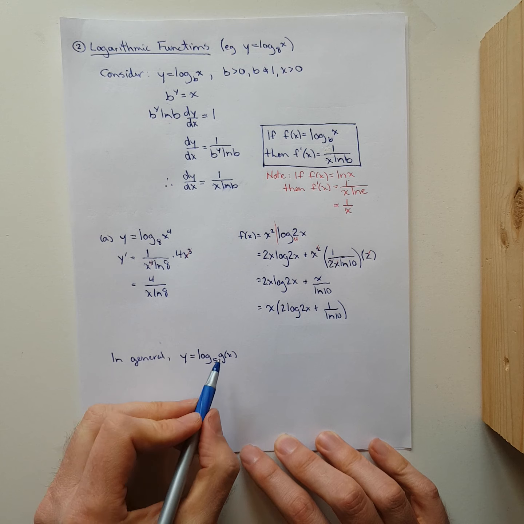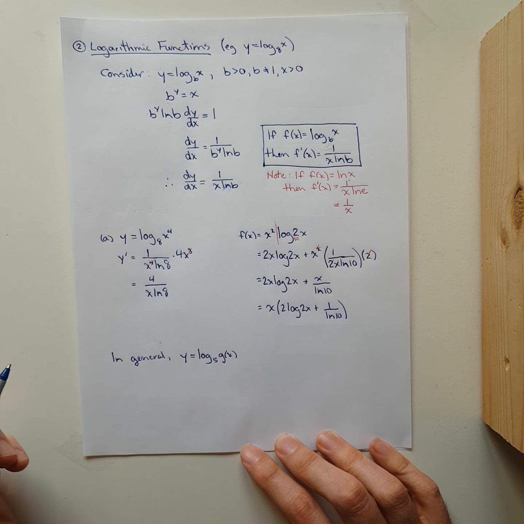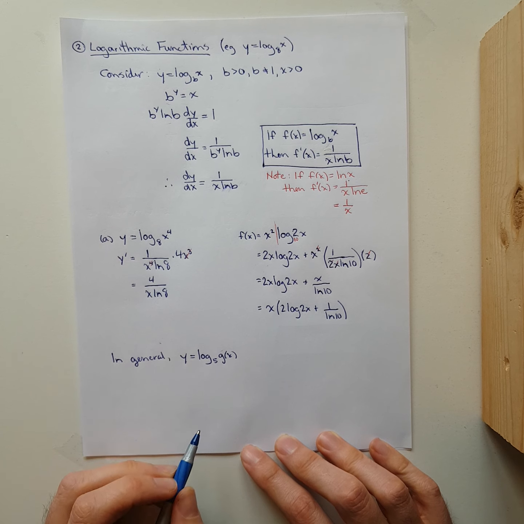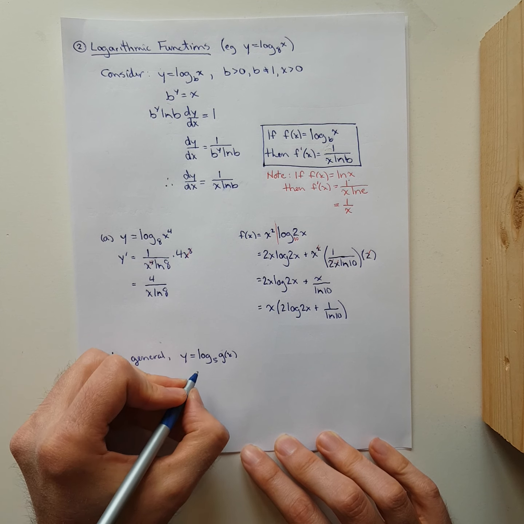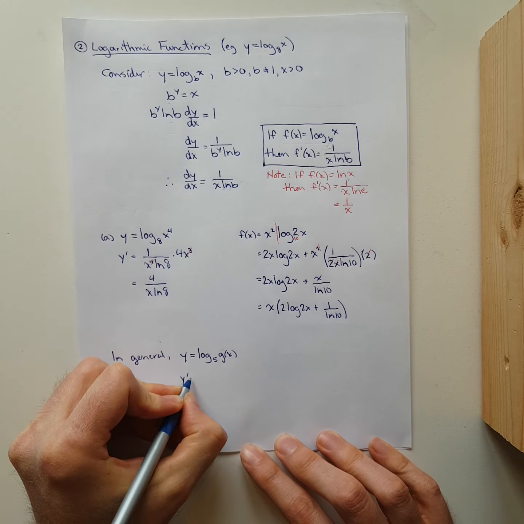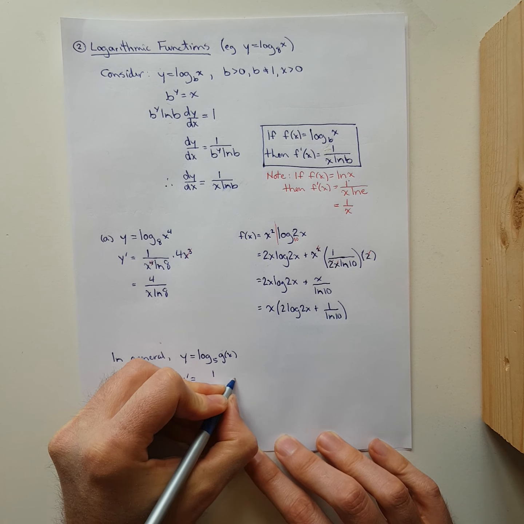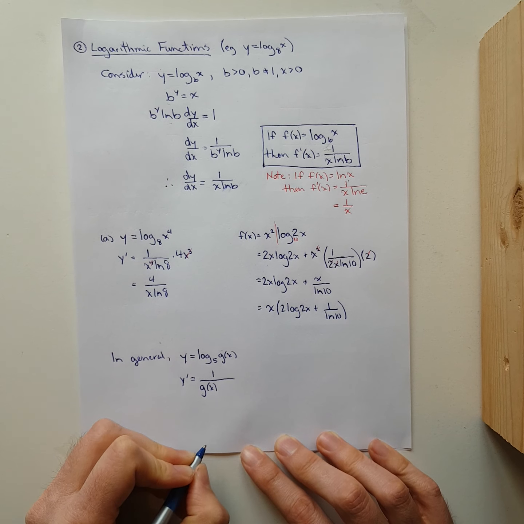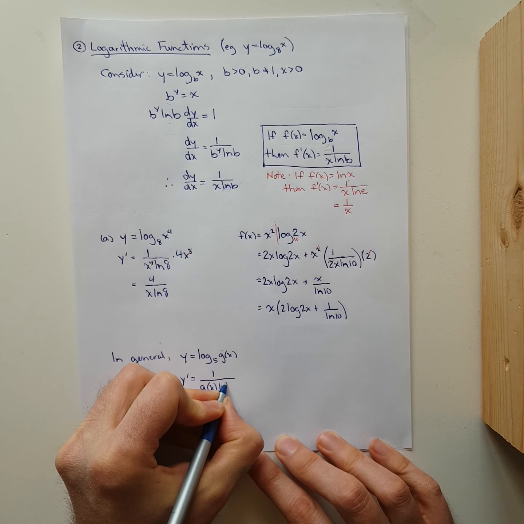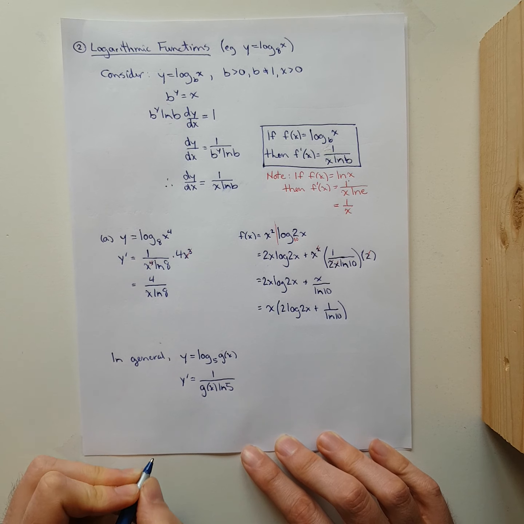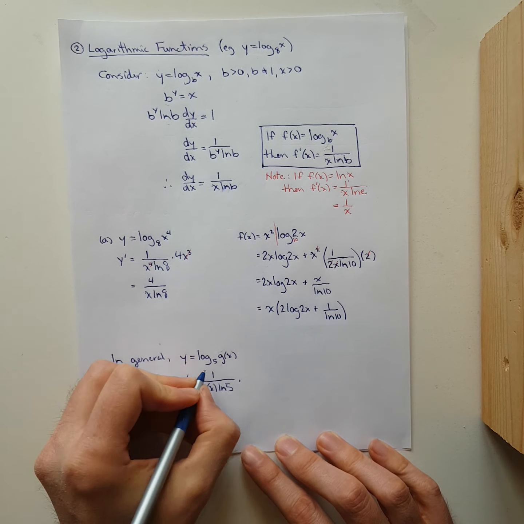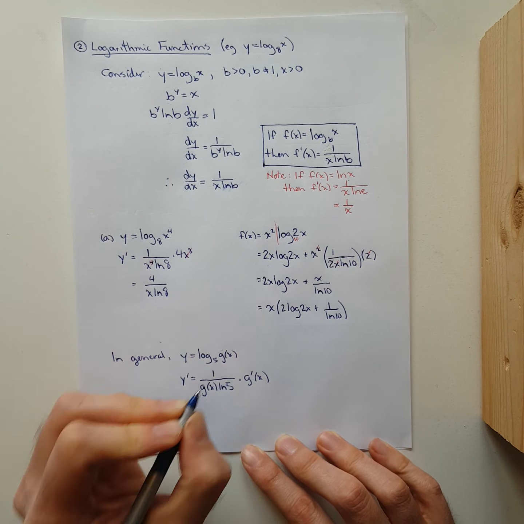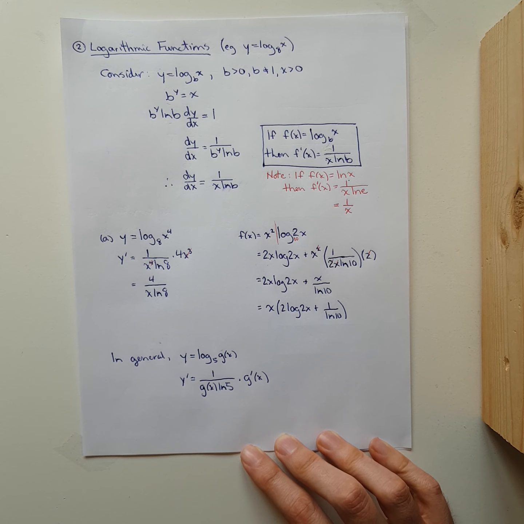In general then, if we have any logarithmic function, I've just chosen a base 5, and we have some other inner function here for taking the derivative, then we would end up here with y prime equals 1 over the argument, which in this case happens to be g of x, multiplied by ln of the base, in this case ln 5, and then I would have to multiply that by the derivative of the inner function, or the derivative of that argument, which would be g prime of x.